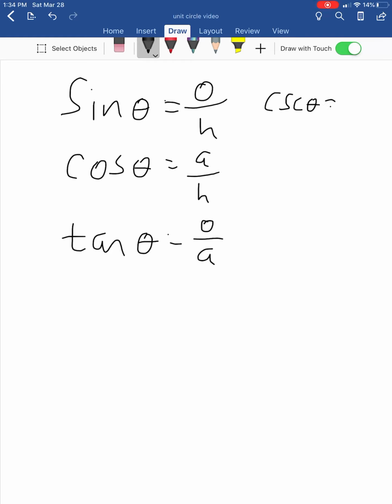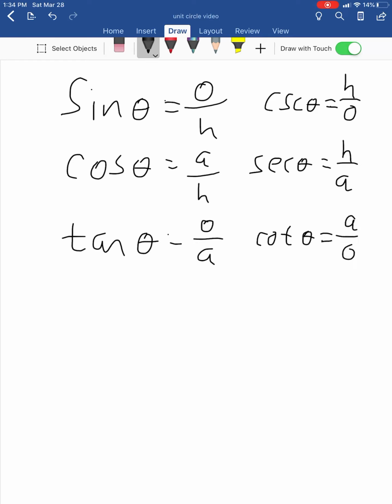Cosecant would be hypotenuse over opposite. Secant would be hypotenuse over adjacent. And cotangent would be adjacent over opposite. So that's the ratios. And then we can use those and use some other properties to build trig identities. It's a little more difficult, but we can use these ratios to create some identities.